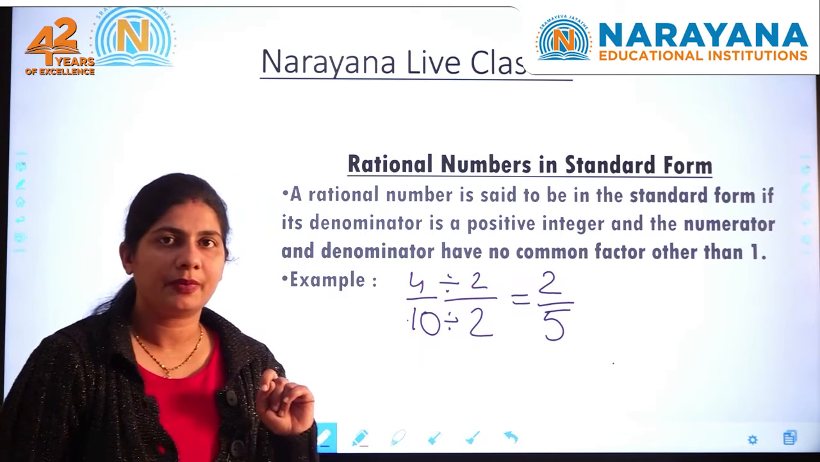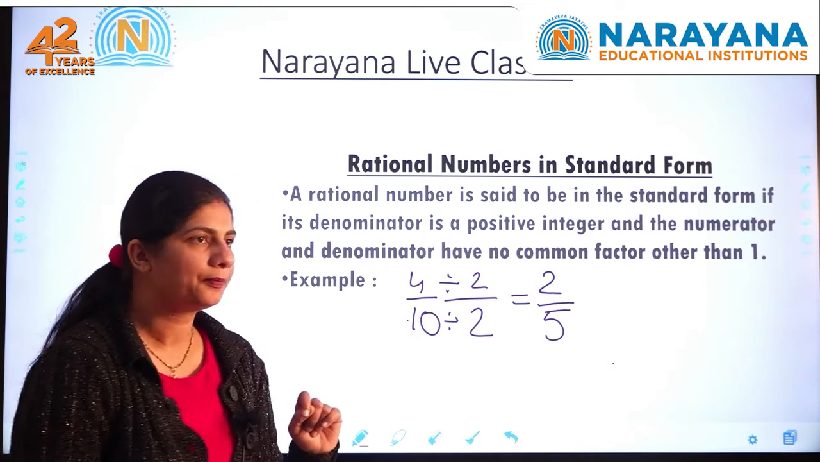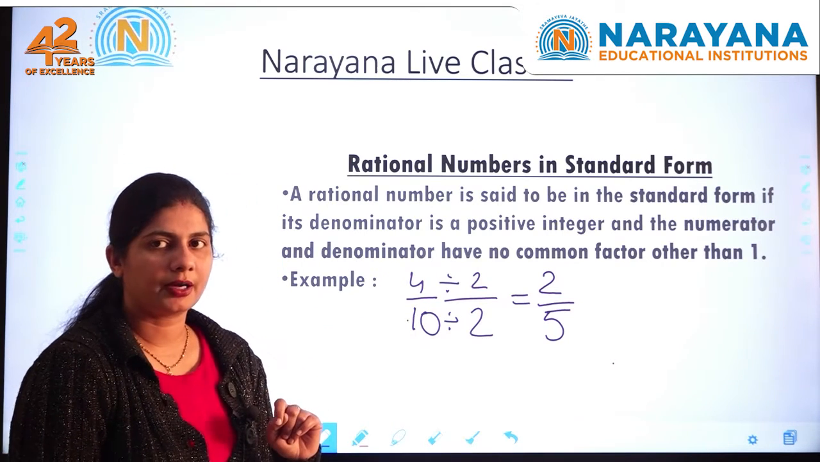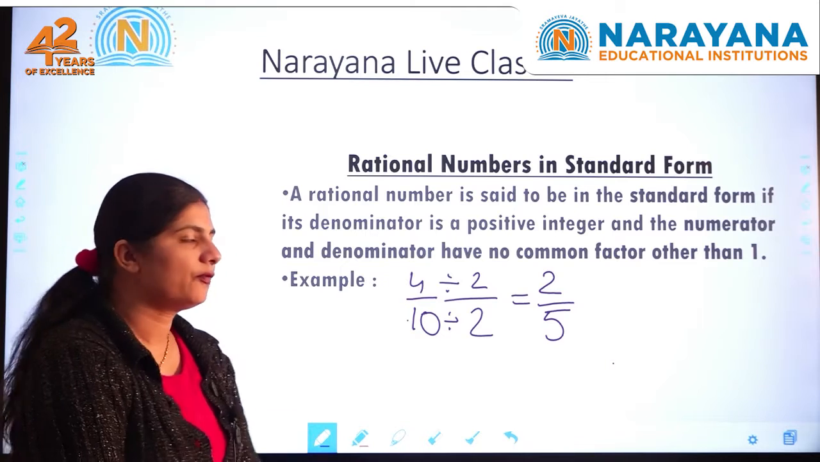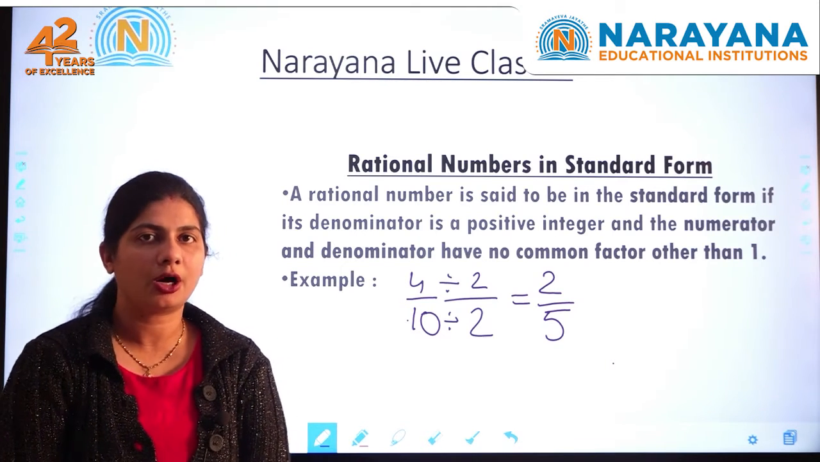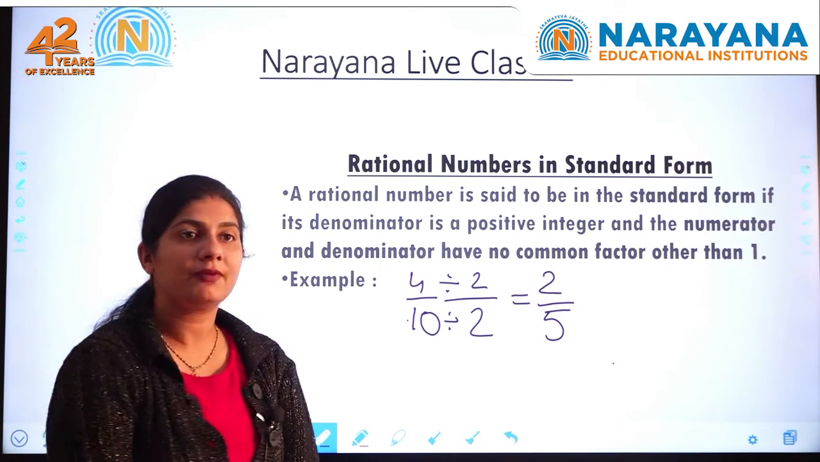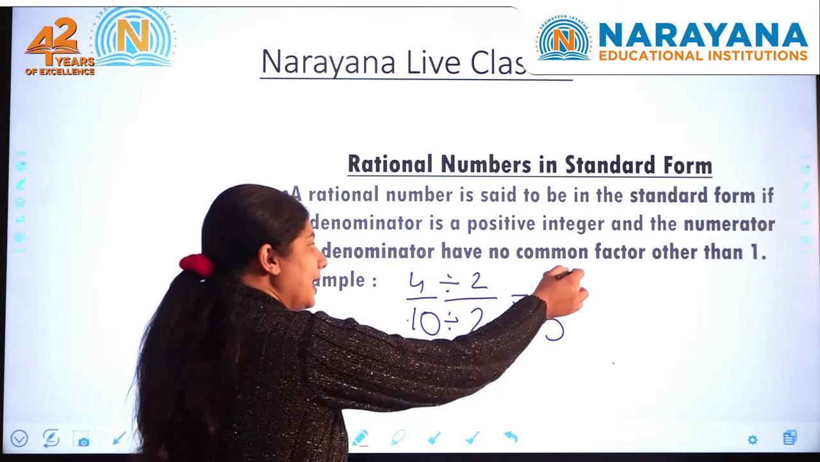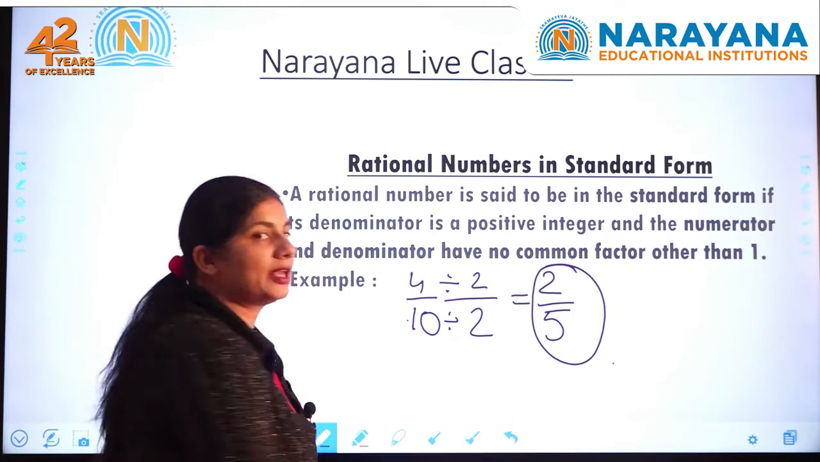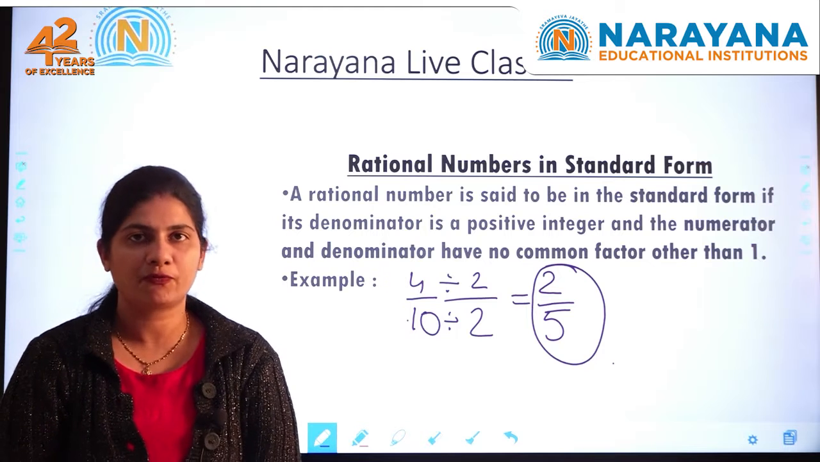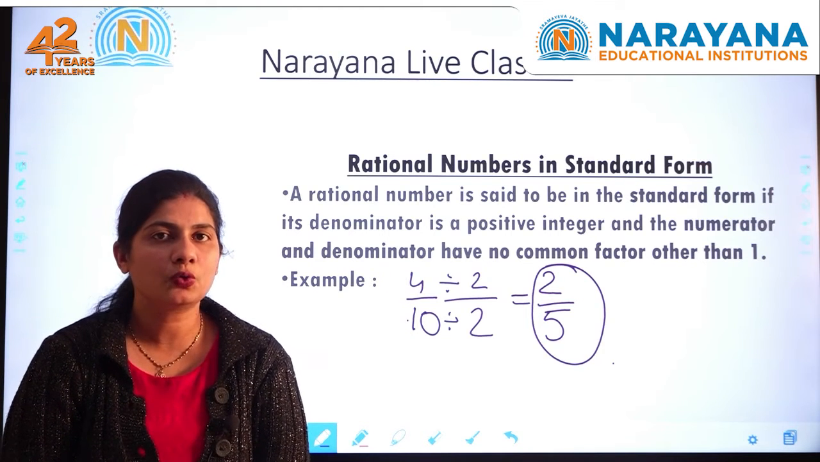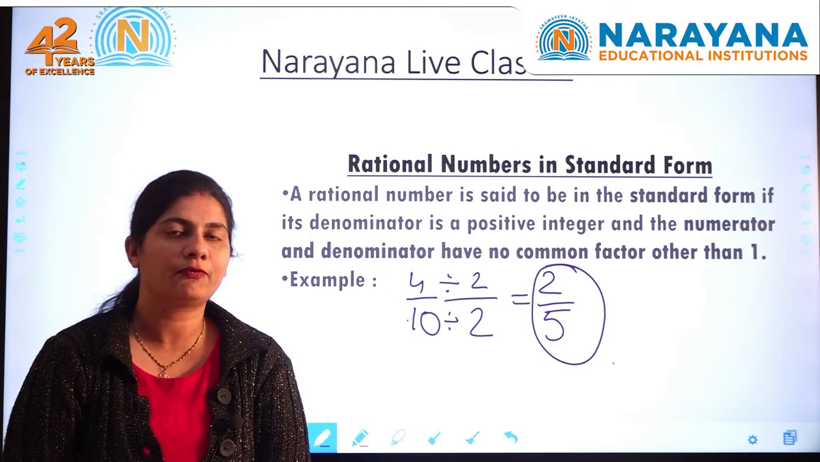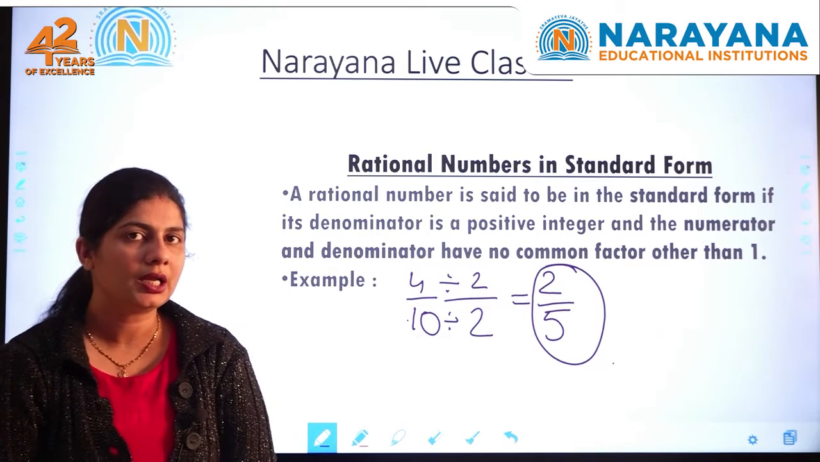2 is an even number and 5 is an odd number. So, what is the common factor between 2 and 5? 1. So, we can say that this 2 by 5 is the lowest form, the reduced form or standard form of this rational number.